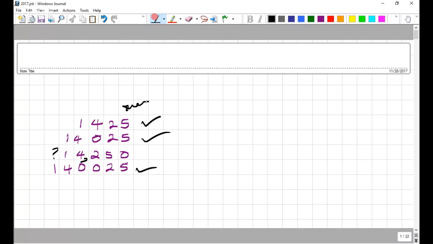Please remember the place value. We have what here? Ones, and then to the left of that, tens, and to the left of that, hundreds, to the left of that, thousands, to the left of that, tens of thousands, and then to the left of that, hundreds of thousands. All right, excellent.